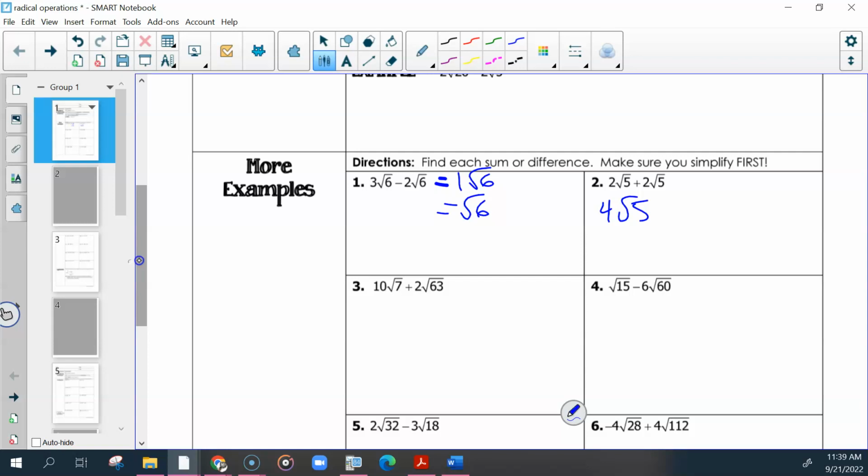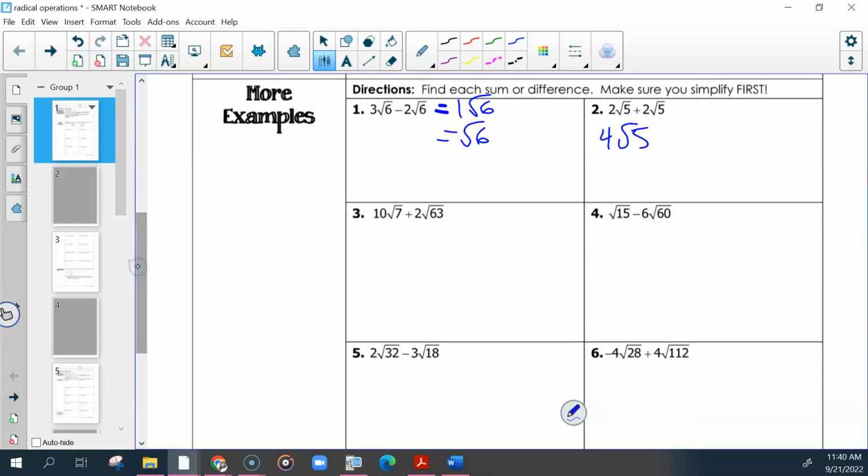So starting to recognize some of those will help you realize, do I need to simplify this more, or is it good? But like number 3, right now, we cannot add these together because they don't have the same radicand, the number underneath. But can 63 be simplified? Yes, to 9 and 7. So if we're doing factor tree method, break it down all the way.